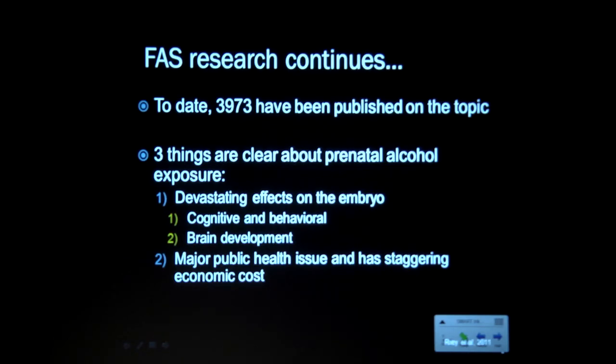Second, fetal alcohol syndrome should be considered a major public health issue that has staggering economic strain within society. Just to give you an idea of how much this syndrome costs, the CDC predicted in 2003 that caring for children with fetal alcohol syndrome in the United States that year would cost around $5.4 billion. And today, it's estimated that caring for one individual with fetal alcohol syndrome throughout their lifetime could cost between $1 and $4 million.